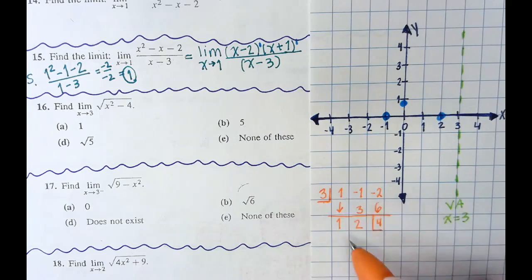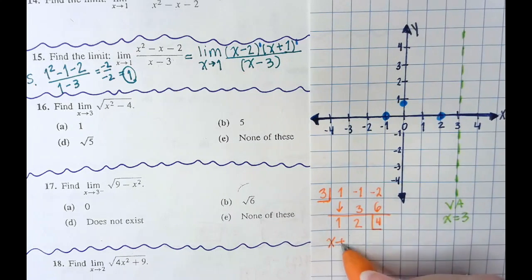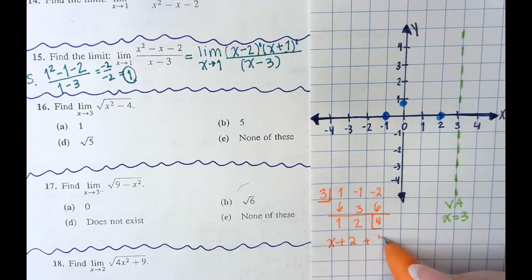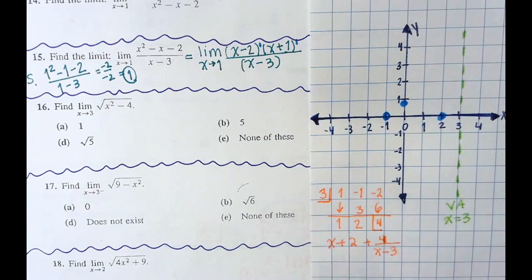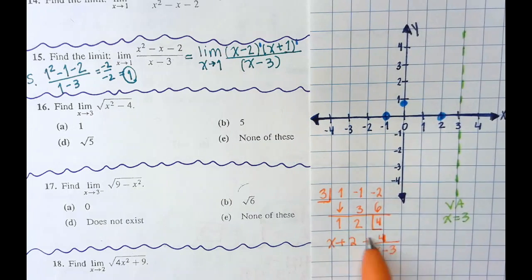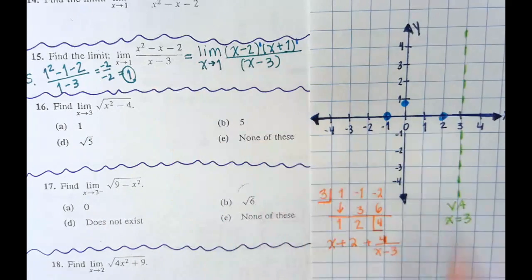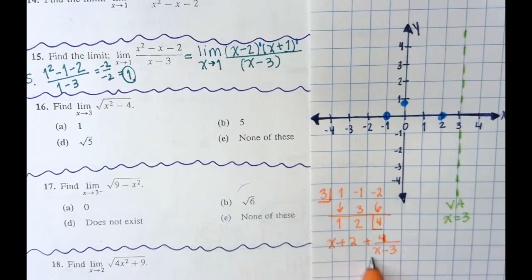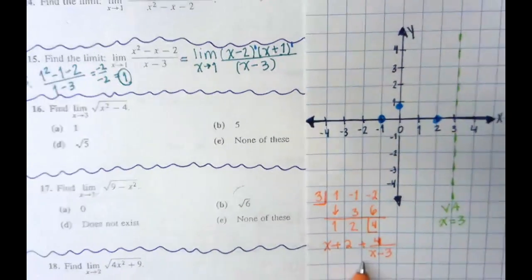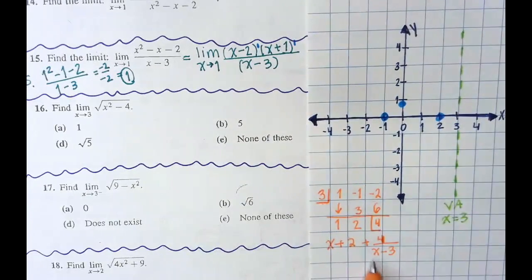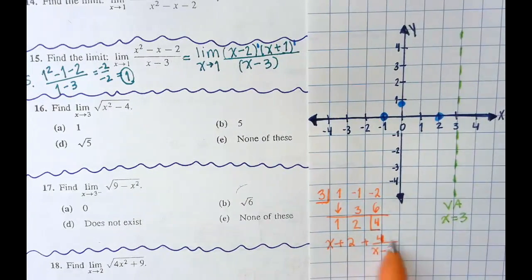So what does this tell me? That tells me my quotient is x plus 2, and my remainder is 4 over x minus 3. This quotient right over here is sort of like the mixed number, and this is sort of like your improper fraction. If I did my end behavior here, that means I was analyzing what happens to my function as x approaches infinity. Well, this whole part's going to fall off.